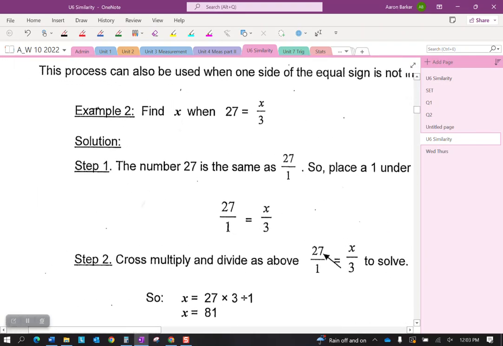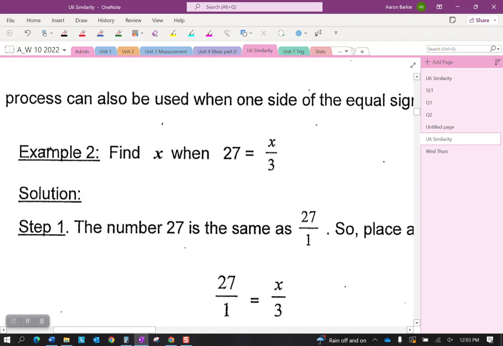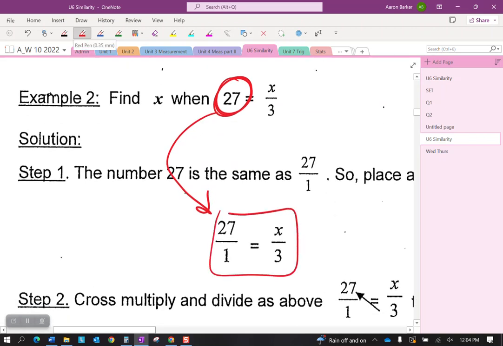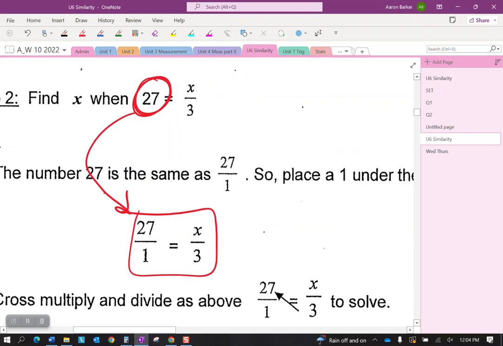All right. This one gets a little tricky when you have a whole number. So we get 27 equals x over 3. You've got to make this a fraction to make things easier. Okay, what's 27 as a fraction? 27 over 1. So when we have 27 over 1, then we can cross multiply and divide.